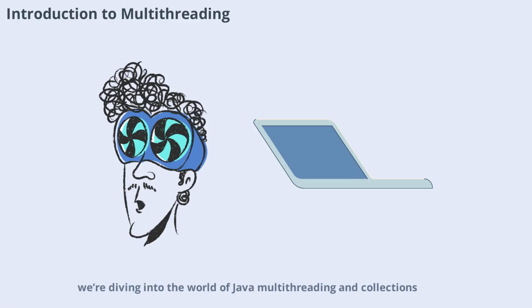Welcome. Today, we're diving into the world of Java multithreading and collections. Multithreading is a powerful feature in Java that allows programs to execute multiple parts concurrently, making applications more responsive and efficient. We'll explore the advantages, how threads are created, and key differences between common Java data structures.